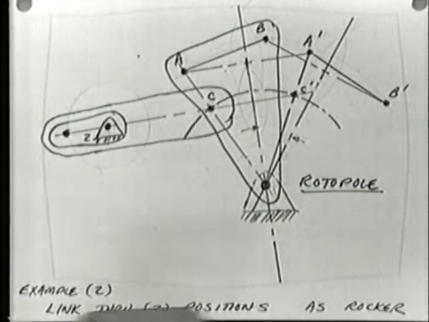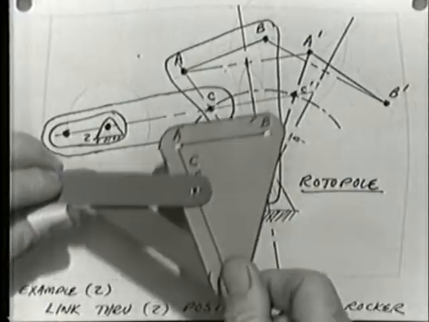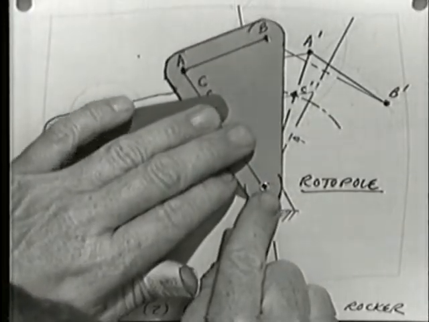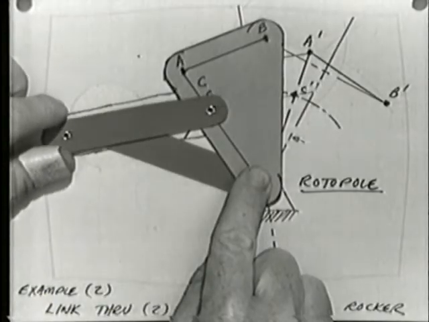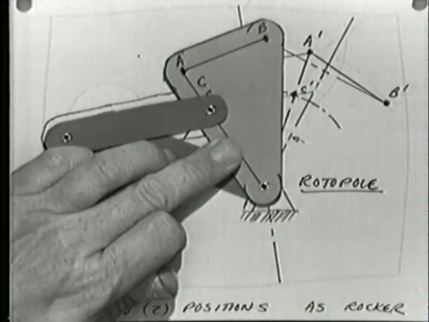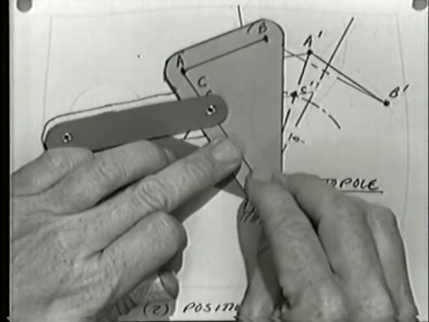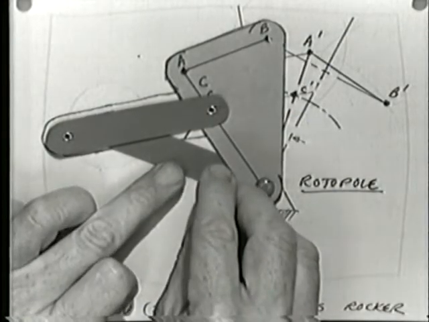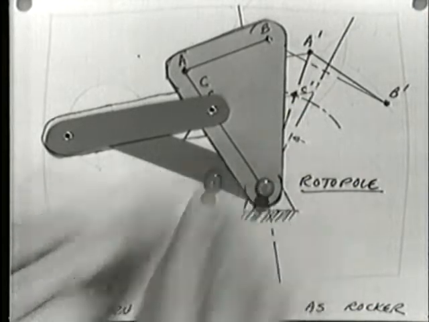So here is that model. There is my link A, B, and C, and that's going to be pivoted down here at the rotopole. So I'll put a pin in there, and I'm going to have to grab that ground link someplace else so it doesn't rotate, so I'll just pin it down right there.